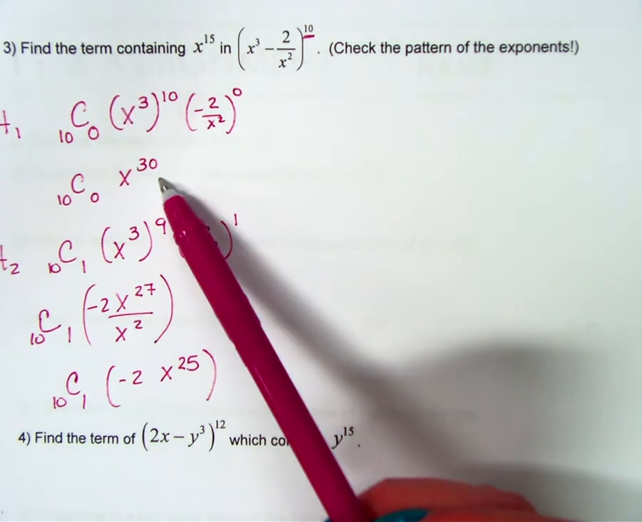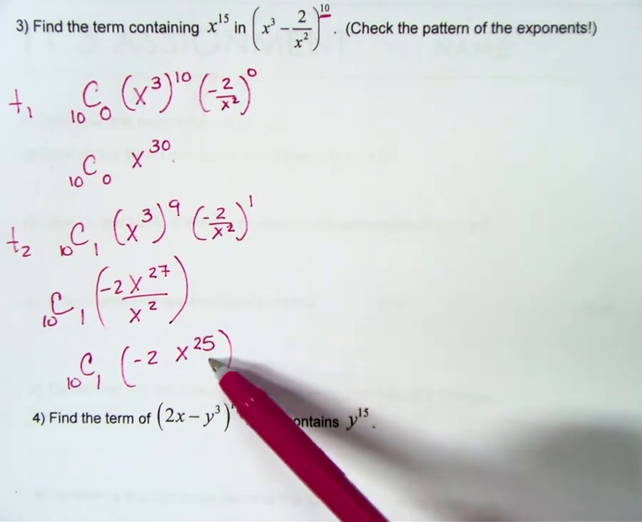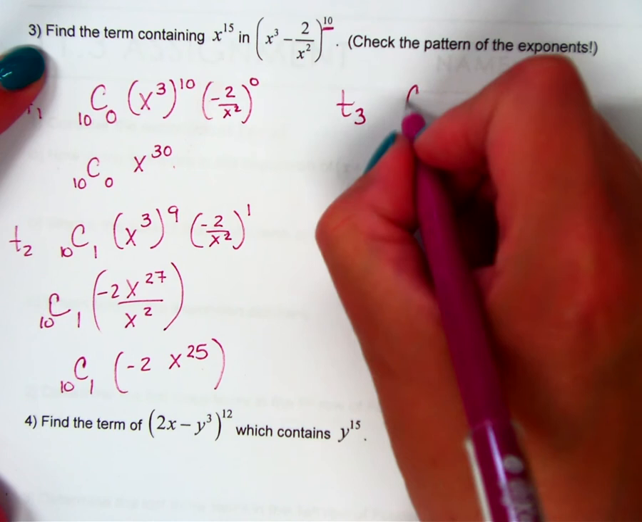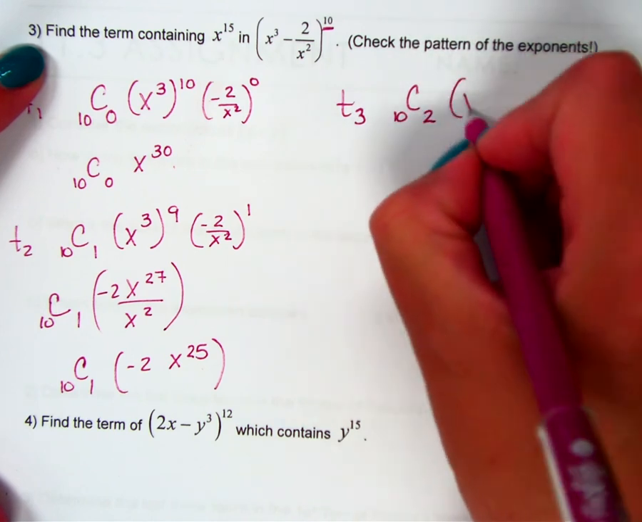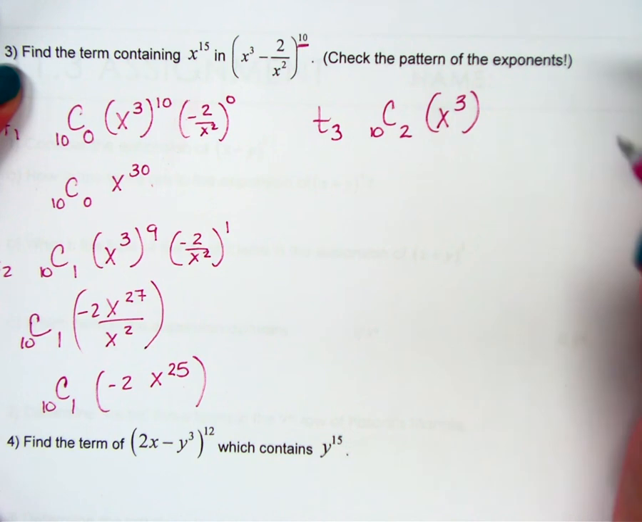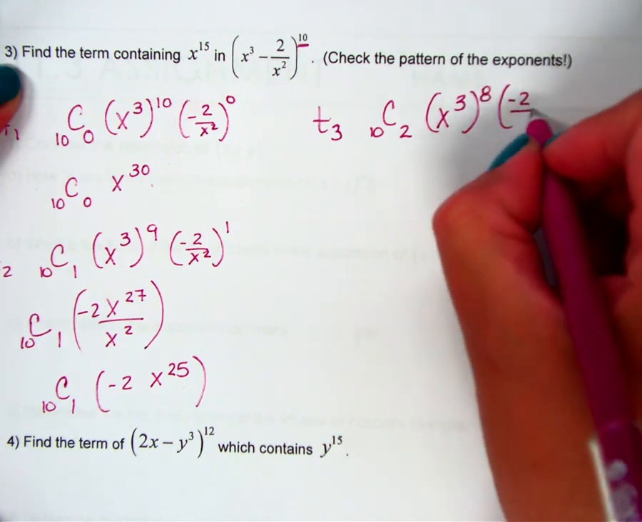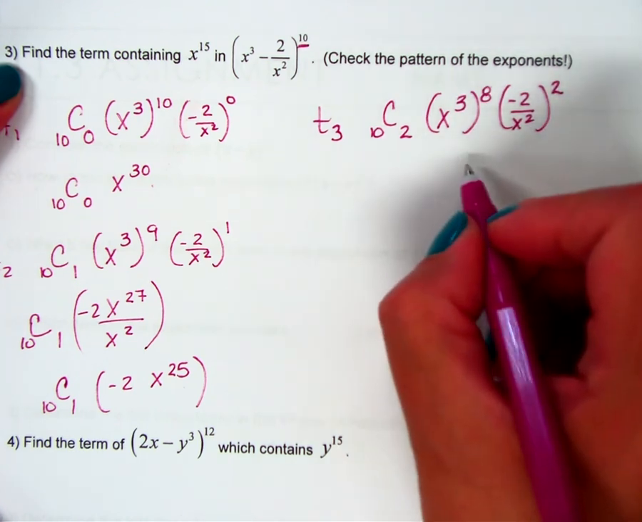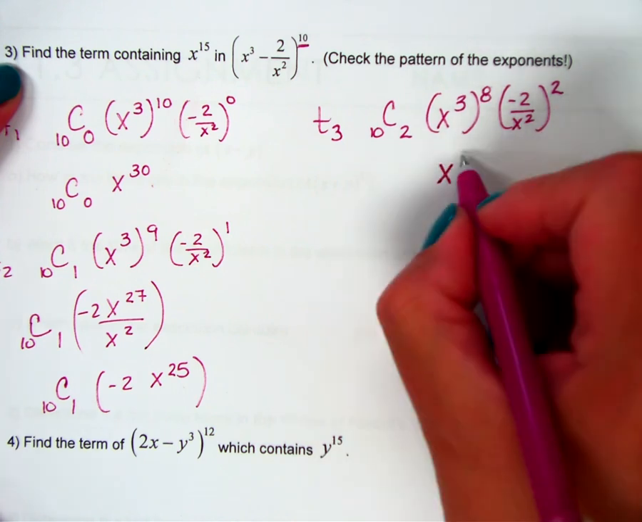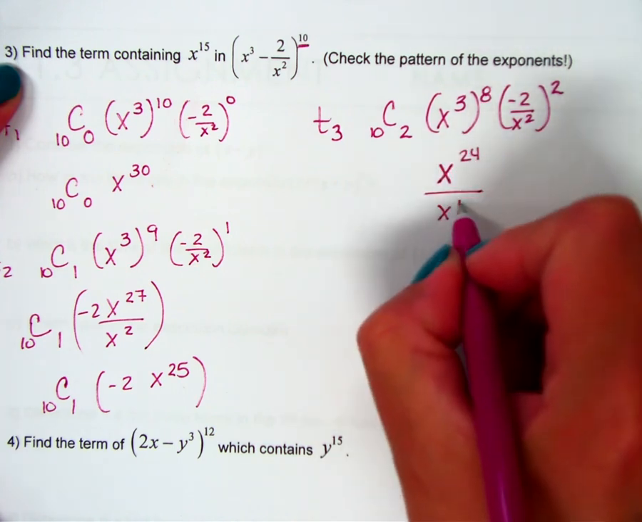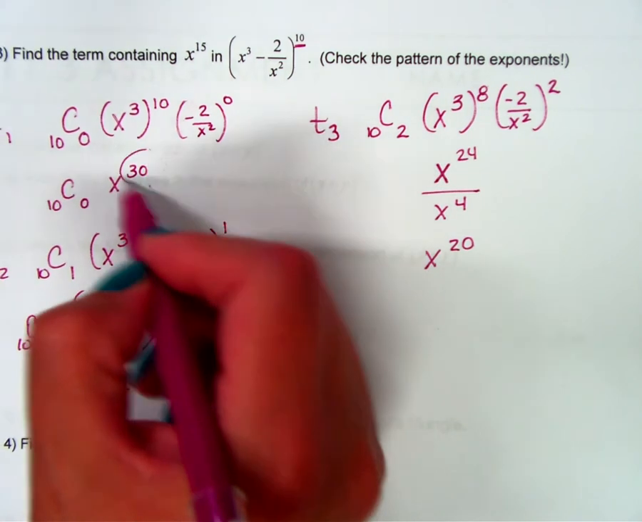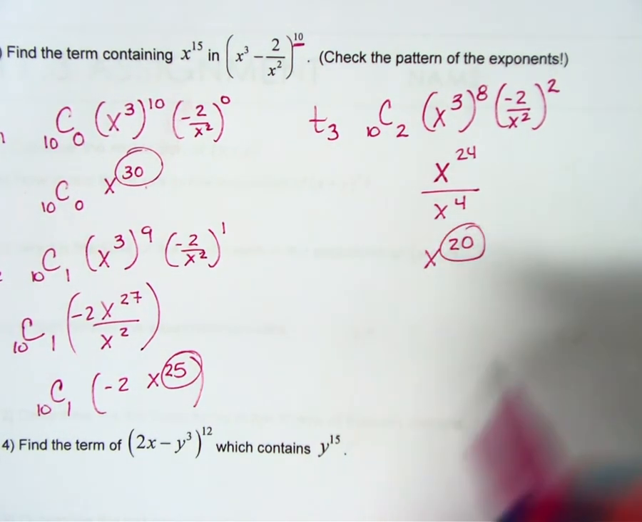So in term 1, x is to the exponent 30. In term 2, x is to the exponent 25. What do you think is happening in term 3? So term 3 is going to be 10 choose 2, x cubed. What's my exponent on the x cubed? It's 8 now. And then negative 2 over x squared to the exponent 2. So I'm just looking at my x's. So x to the 24. So what's the pattern? Term 1 has 30. Term 2 has 25. So it goes down by 5 every time.